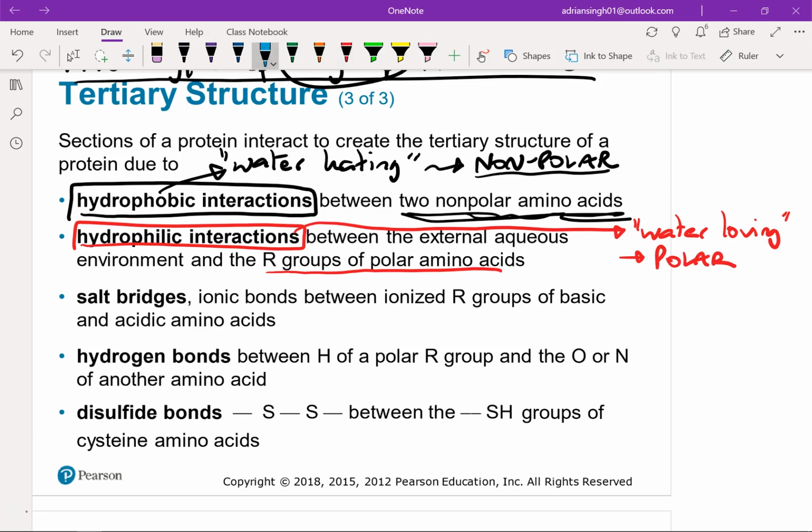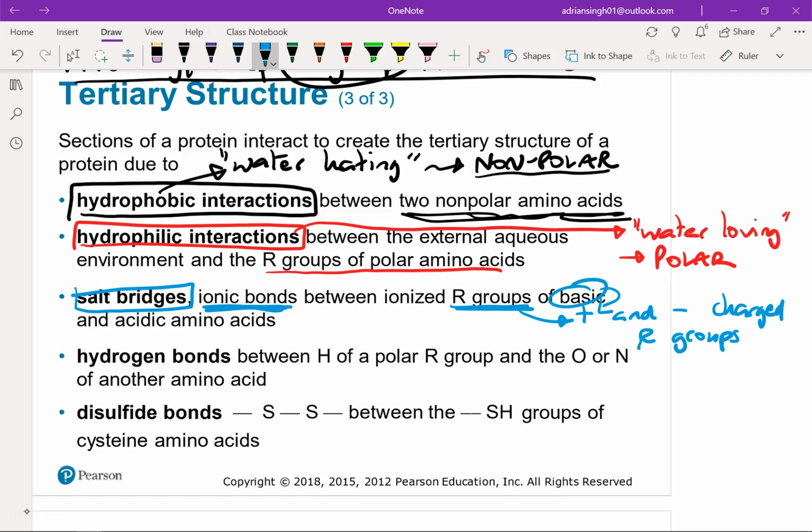We're also going to encounter things known as salt bridges, and a salt bridge is just a fancy word for an ionic bond. This is going to occur between R groups that have a positive charge and negatively charged R groups. As we saw before, the positively charged R groups are going to be your basic amino acids, and your negatively charged R groups are going to be your acidic amino acids.